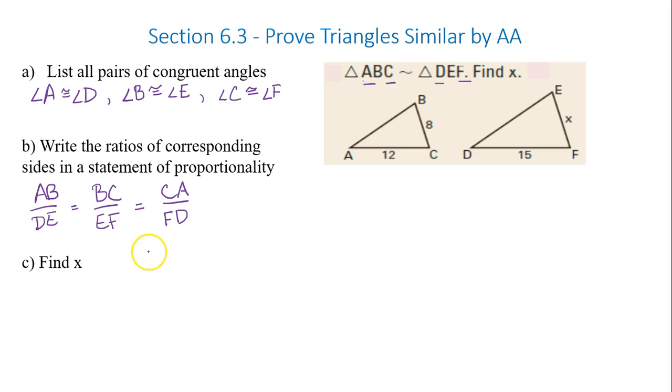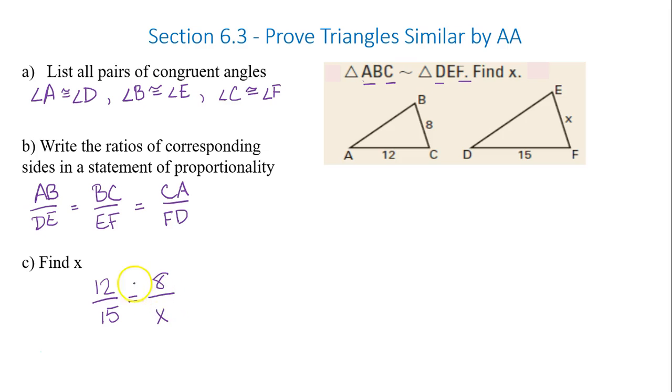Now on part C, we have some numbers here, and it says find x. So we already know that CA corresponds to FD. So let's write that in a ratio. CA is 12, and then FD is 15. And that is supposed to be equal to, now let's list another pair of sides, like BC over EF, because we have those lengths and we're asked to find what x is. So BC is 8 over EF, which we call x.